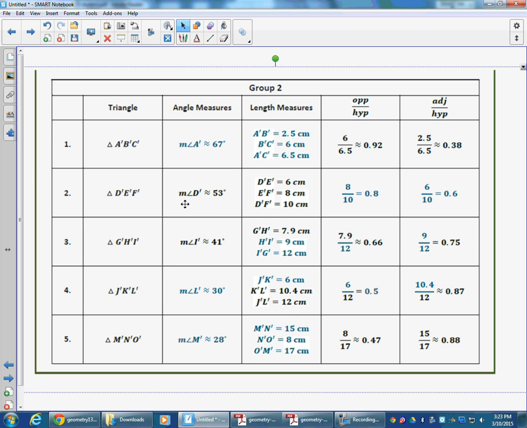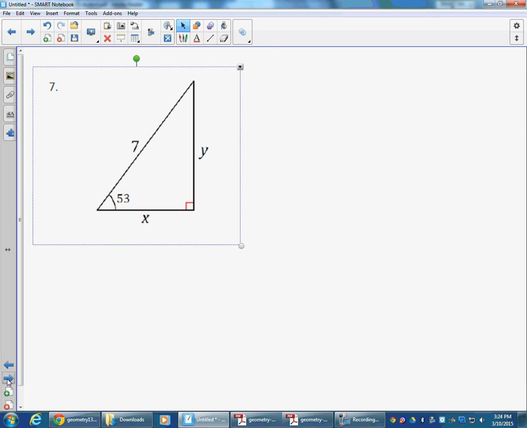And same thing for 53-degree angles and 41 and 30 and 28. So that's going to help us with 7, 8, 9, and 10. And I know we looked at 7 already, but I want to go back over it. So here we have a 53-degree angle.